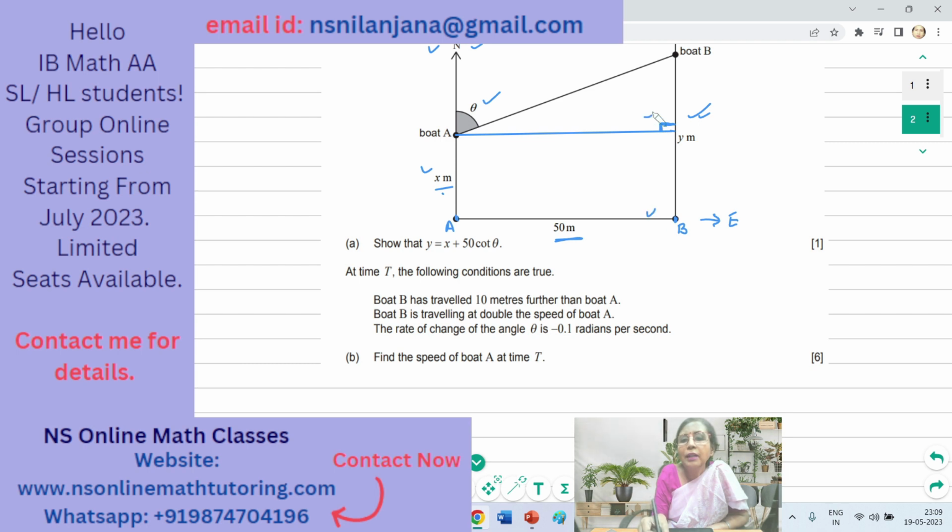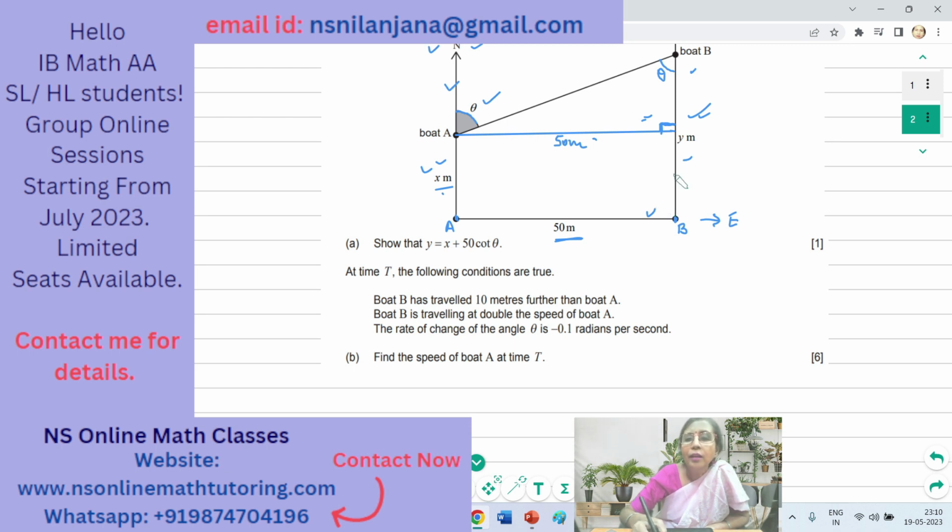These two lines are parallel, hence this is also 50 meters. These two lines are parallel and these two are also parallel. So this one is a parallelogram, hence this one is 50 meters. And this one is a 90 degree. These two lines are parallel, therefore this angle and this angle, they are alternate interior angles, hence this angle is equal to theta.